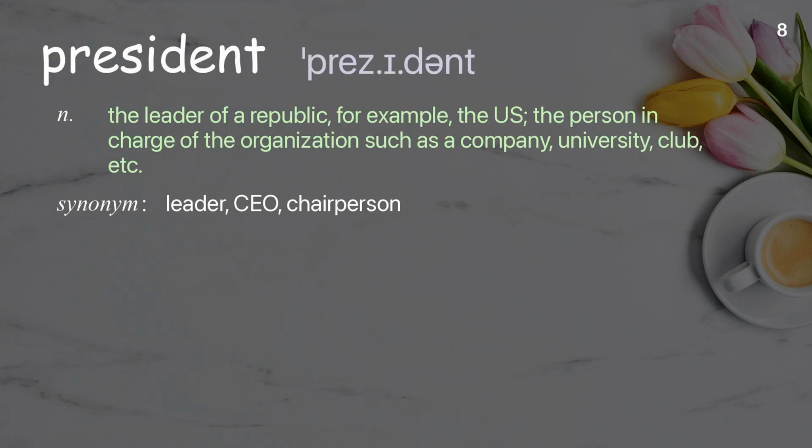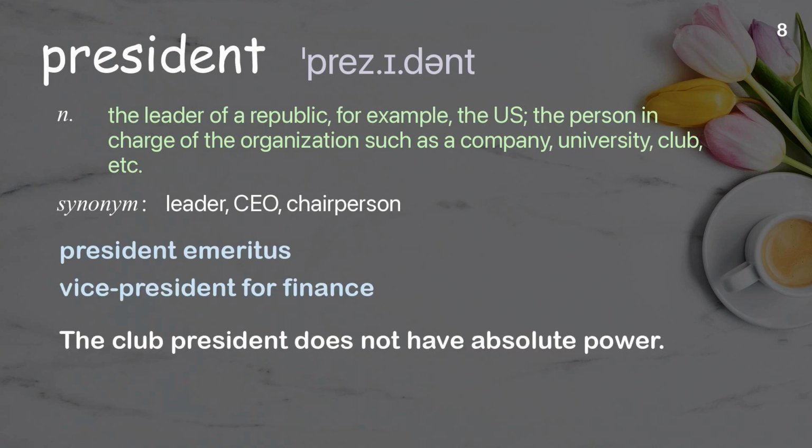President. The leader of a republic, for example, the U.S.; the person in charge of an organization, such as a company, university, club, etc. Examples: President Emeritus. Vice President for Finance. The club president does not have absolute power.